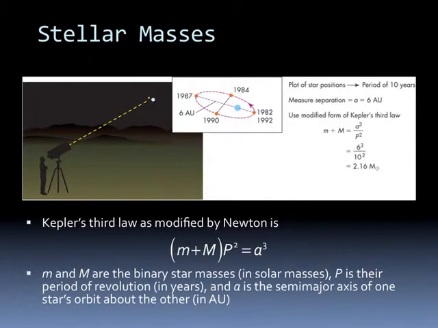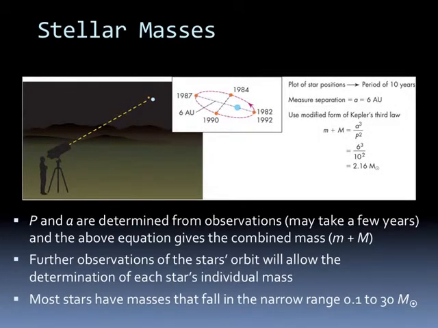Now Newton modified Kepler's third law. The mass of the two stars times the period of revolution squared is related to their distance away from each other. And if I know their distance and I know their period, I can determine their masses. P and A are determined from observations, which may take several years, and the equation gives their combined mass. Further observations of the orbit allow the determination of each star's individual mass. What we see is most stars fall in this narrow range of about 10% of our Sun to about 30 times the mass of our Sun.